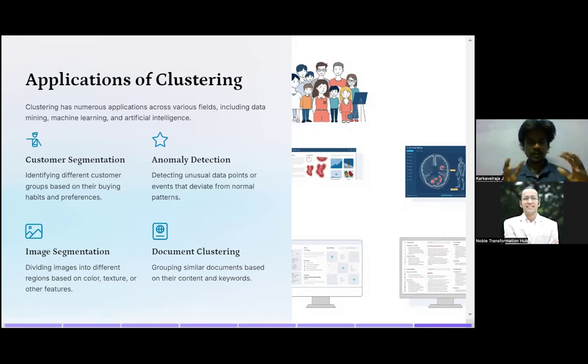That's four colors, like this. This is how we can separate based on the cluster: image segmentation. And finally, we have document clustering, grouping similar documents based on their content and keywords. Actually, this is a bigger thing when it moves on to the LLM. This is one of the big things now.